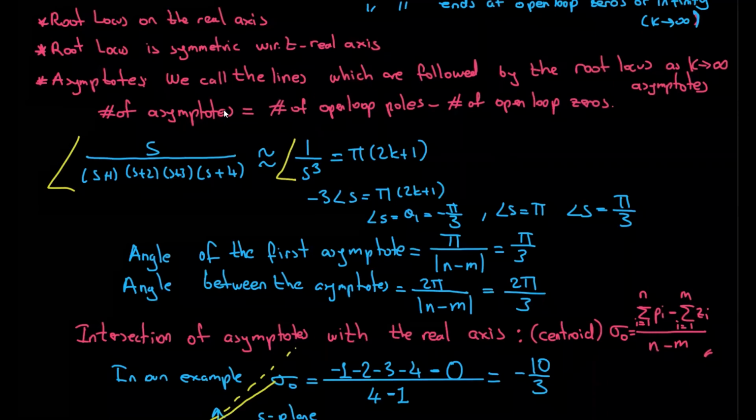But when s is a very big number, if s is a complex number with a very big real part and a very big imaginary part, on the order of 10 to the power 6 or whatever, then these numbers 1, 2, 3, 4 do not matter, so you can neglect them. You can approximate the behavior of K times N(s) over D(s) by 1 over s cubed, or 1 over s to the power n minus m, where n minus m is the difference between the order of the denominator and the numerator. And that has to also satisfy the angle condition that we wrote in the previous lecture.